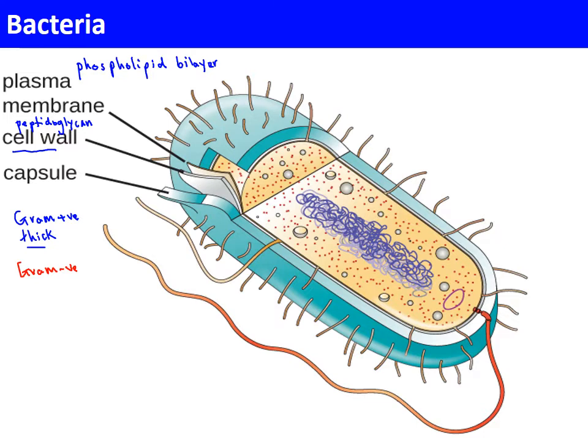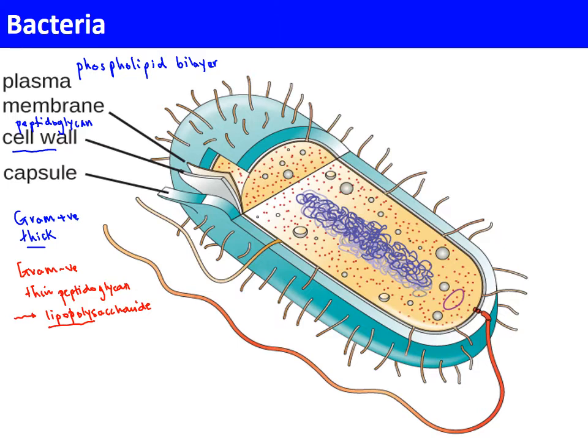Now gram-negative bacteria have a very thin layer of peptidoglycan, and that sits on the outside of the cell membrane. Then on the very outside of the cell wall, they have a lipopolysaccharide-rich membrane, and that affords them some protection from certain antibiotics such as penicillin.